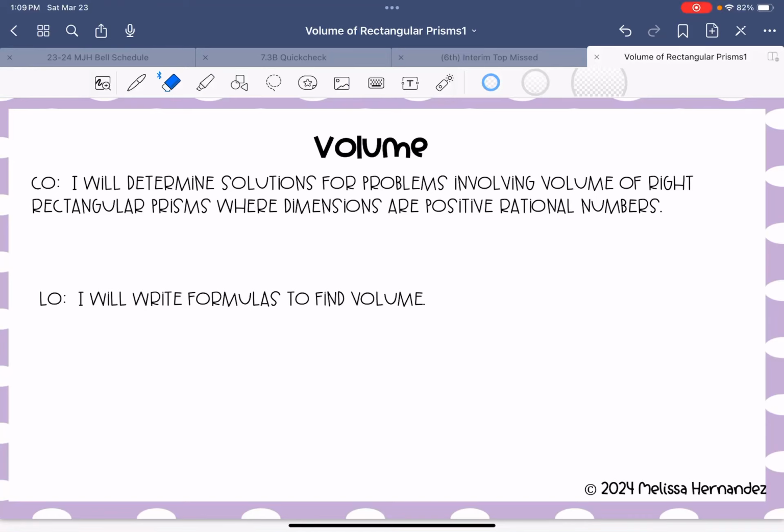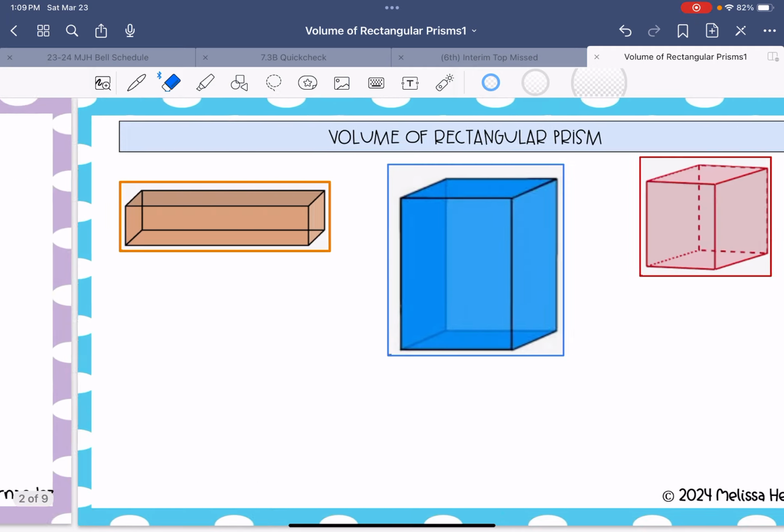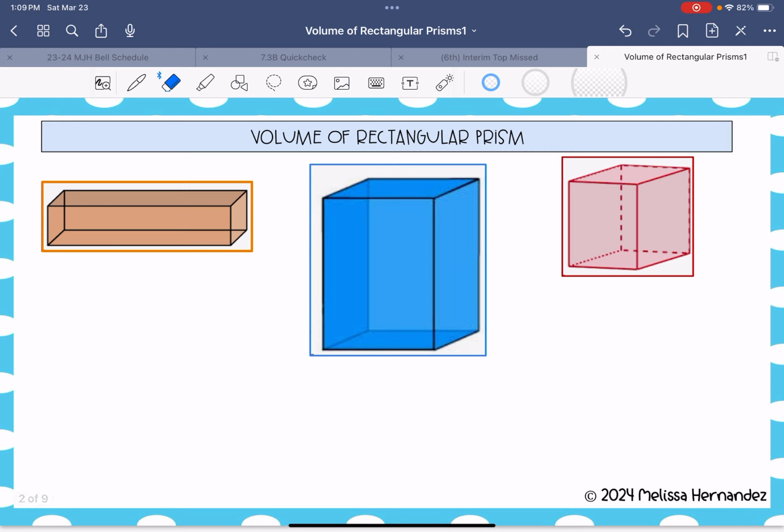Hey guys, this video will focus on finding the volume of a rectangular prism. I want to refresh our memory on some vocabulary on rectangular prisms. So I have 3 rectangular prisms.